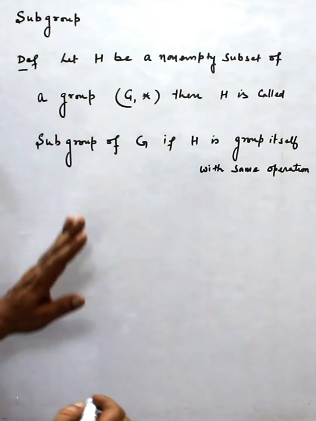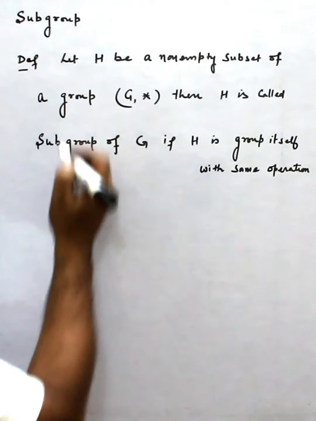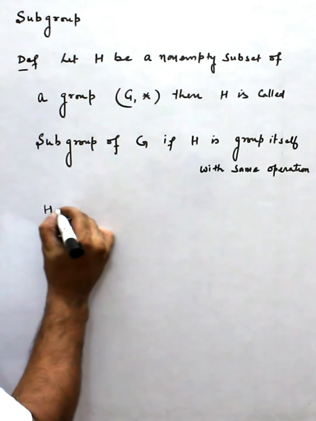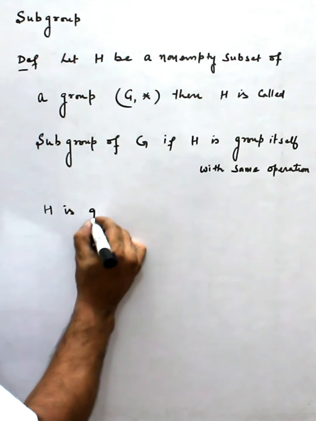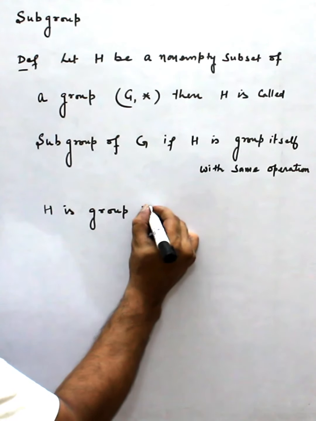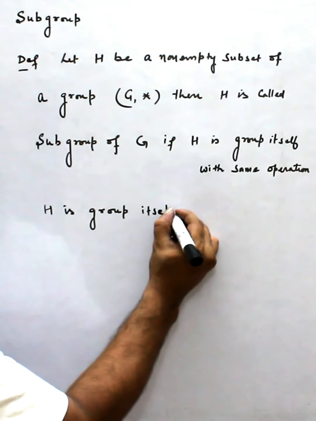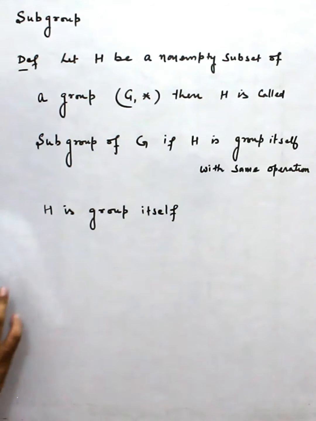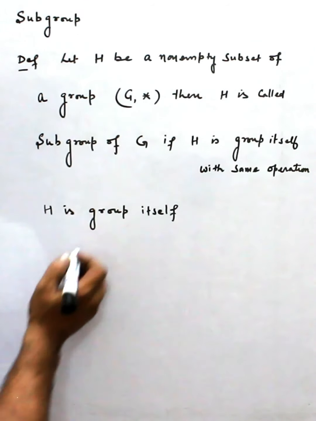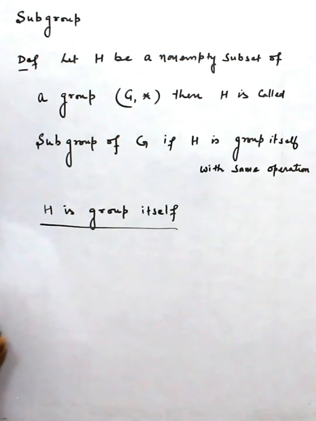So the main line, the result which we need to grasp, is that H is a group itself and the operation remains the same. H is a group itself. So this part we have to remember.